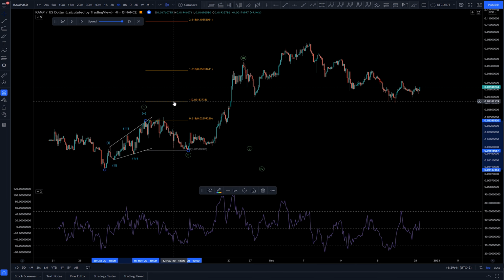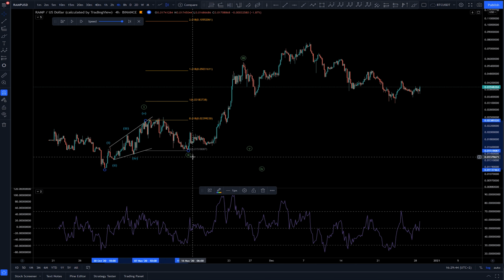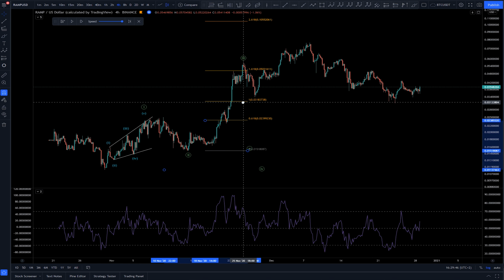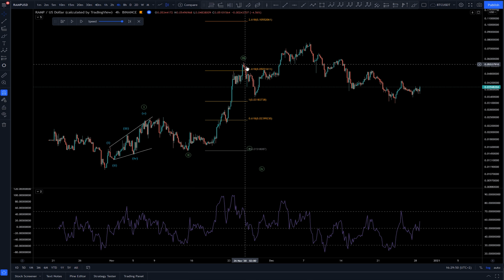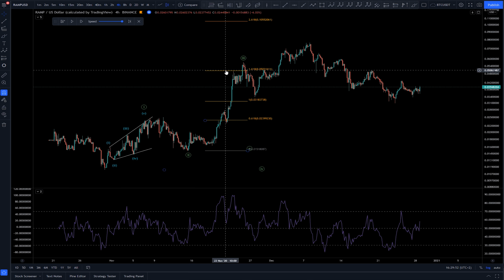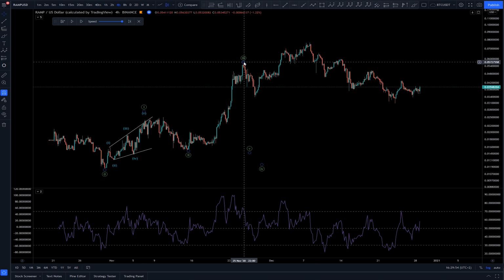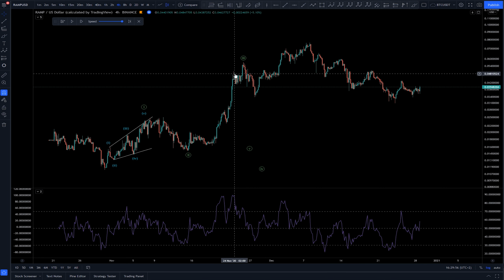Then we can pull the extension tool from 0 to 1 to 2, and as you see it hits 1.618, which is the most typical for wave 3 extensions. How do we think it's the top here?